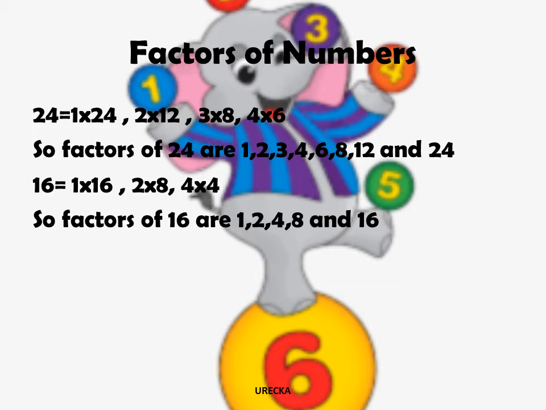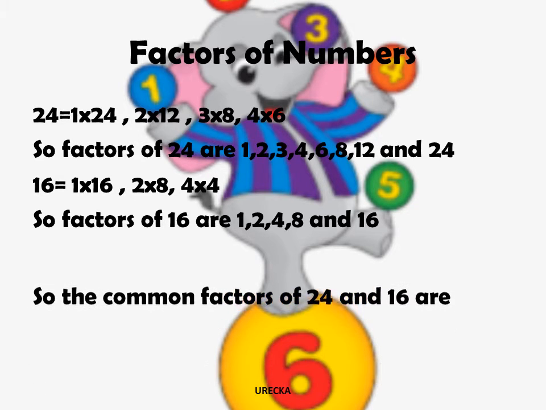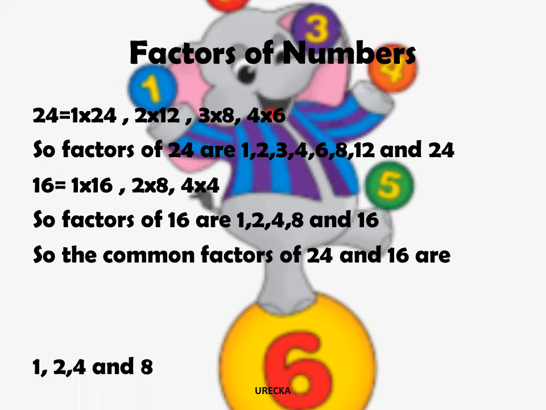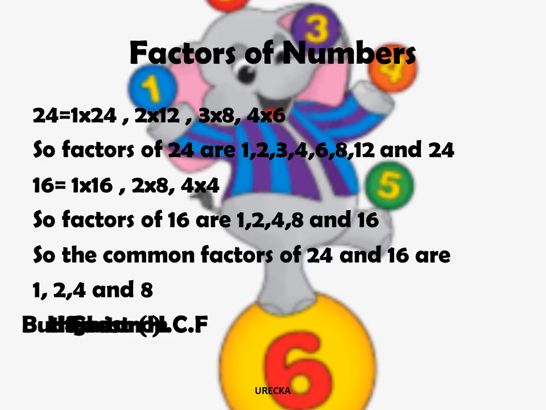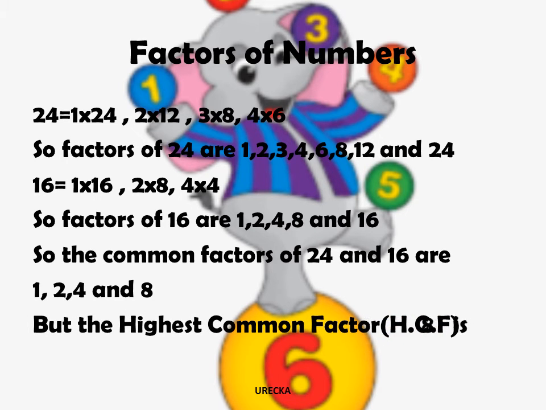Similarly, 16 can be written as 1 times 16, 2 times 8, and 4 times 4. So the factors of 16 are 1, 2, 4, 8, and 16. So the common factors of 24 and 16 are 1, 2, 4, and 8. But the highest common factor between these two numbers is 8. Now we need to remember that we have taken all the types of numbers, that means the prime numbers as well as the composite numbers.